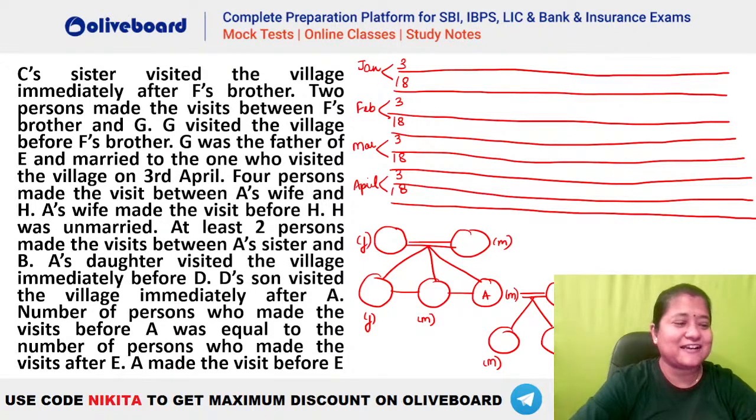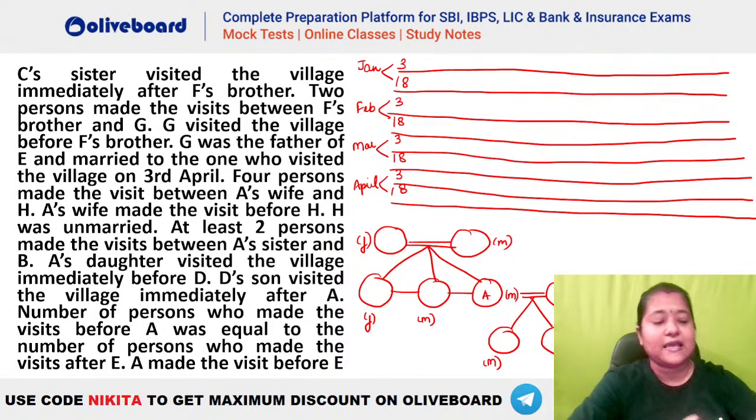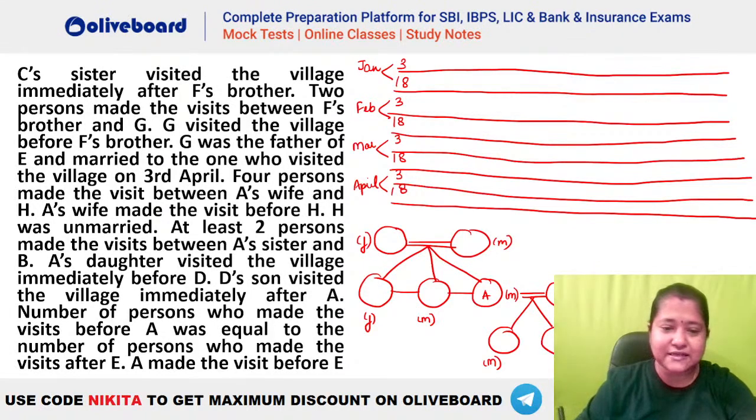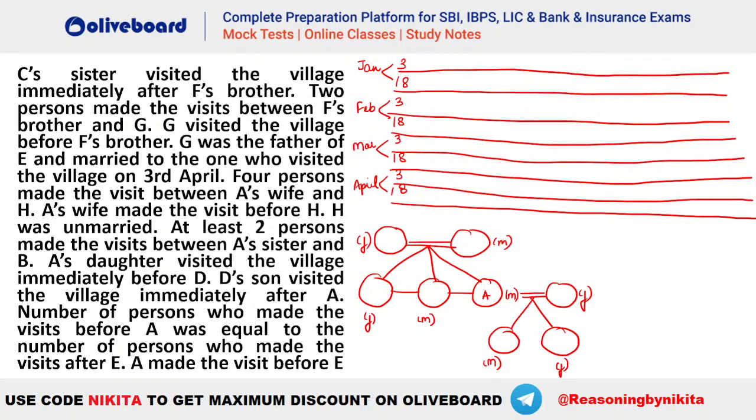Ajay, chalo, let's try, right? Let's see how this particular question is to be done. Let me again remove myself from the screen so that we have some space here. So you can see C's sister visited the village immediately after F's brother. So we have C has a sister here, right? Now, who all have a sister? You can see that this person's son has a sister, right?